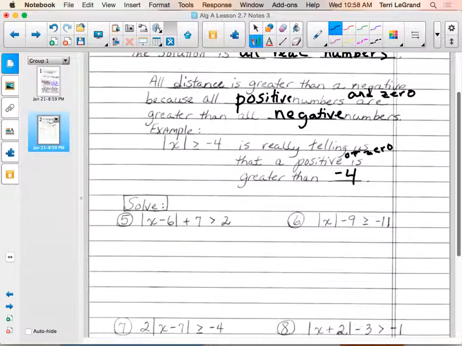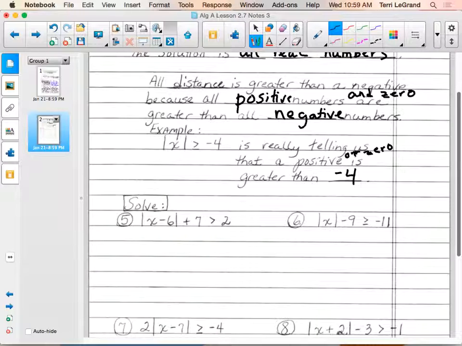-13. What was that, Devante? -18. Okay, what's the absolute value of -18? 18. Is 18 greater than -4? Are you starting to see that it would not matter what number we chose to put in there for x, whether it's negative or positive?